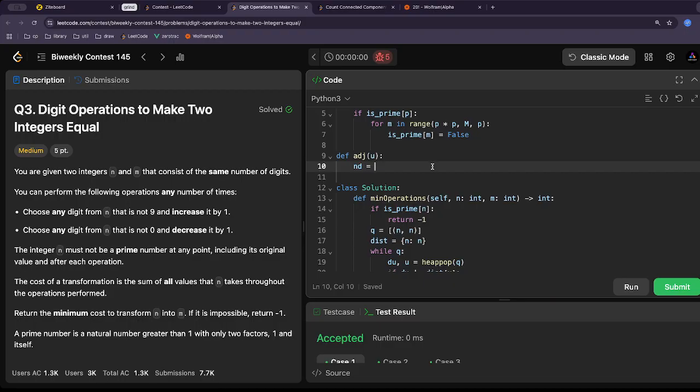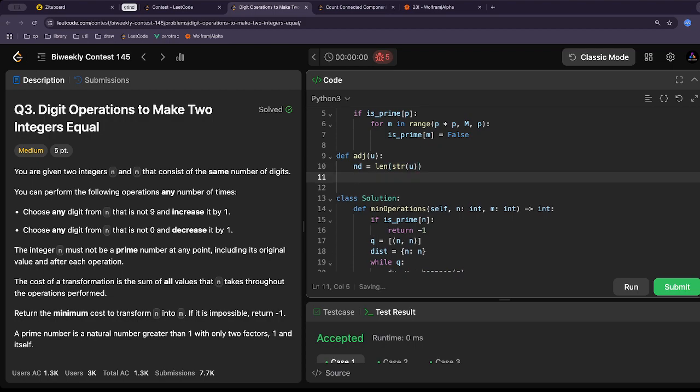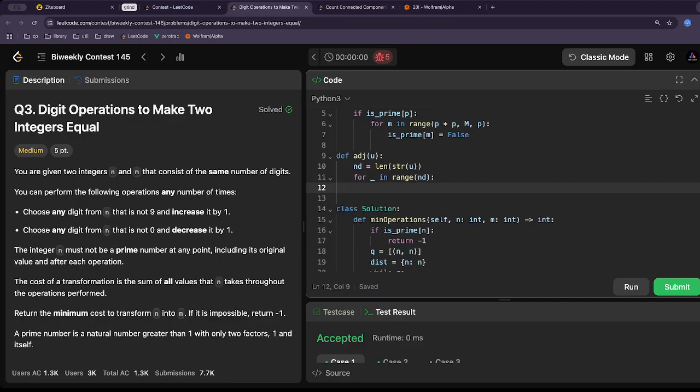So now, the number of digits is this. One way of doing this is to use strings, but I'd rather use numbers. I think it's faster, and I think it's not bad. So we want to go over the digits, iterate the number of digits, and check the current digit, which is going to be this mod 10.